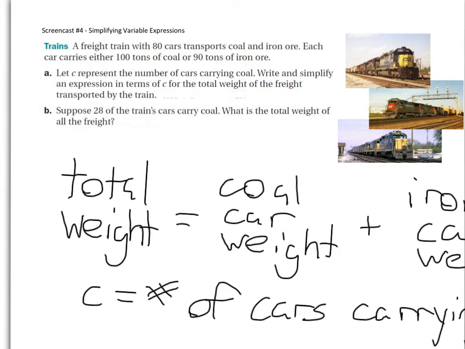And we have to create this expression so that the total weight of the freight transported by the train is represented. And then for part B, we actually put in a number for C. Suppose 28 of the train's cars carry coal. What's the total weight of all the freight? So we're going to do parts A and B right here, right now. So let's look at it.